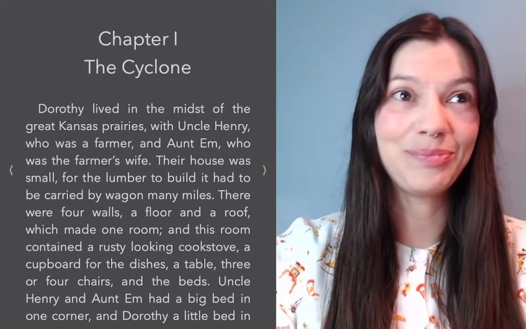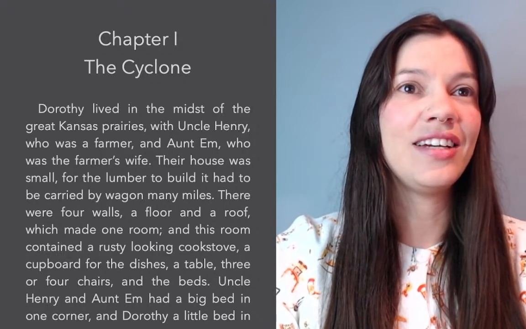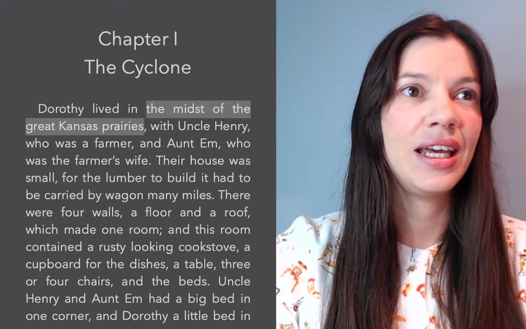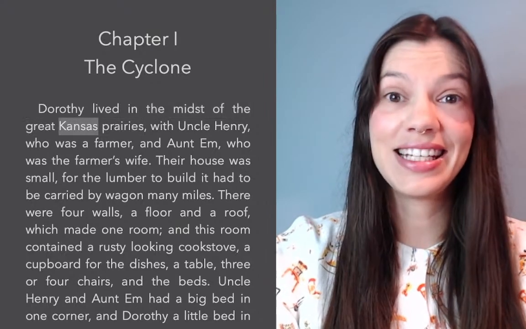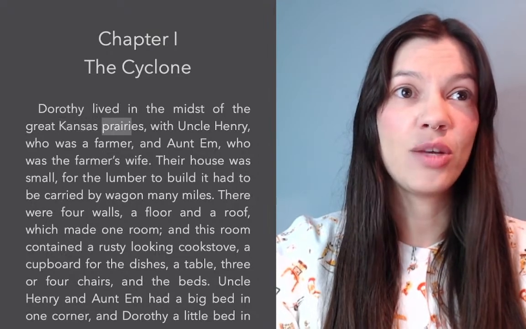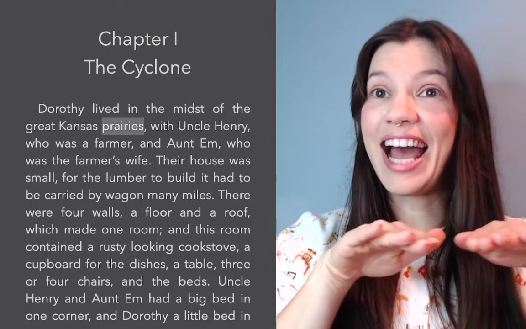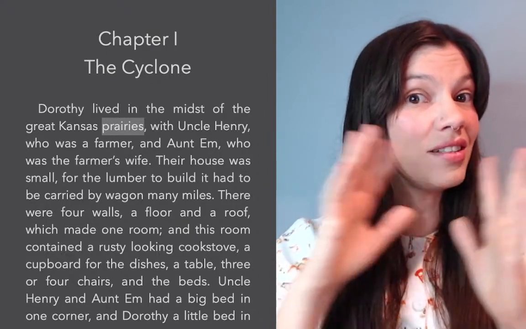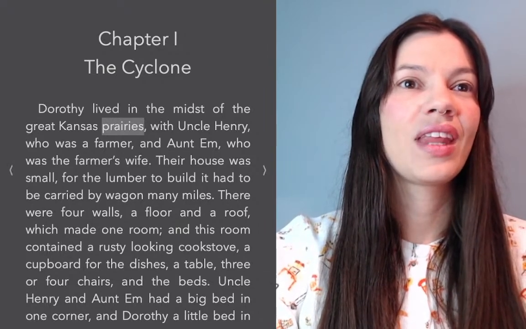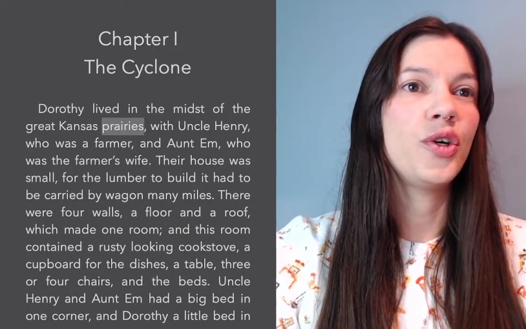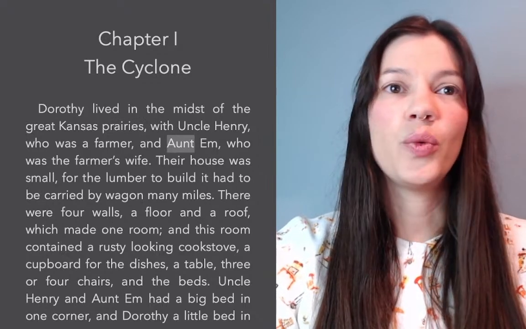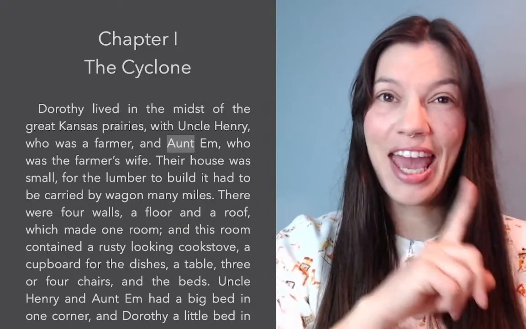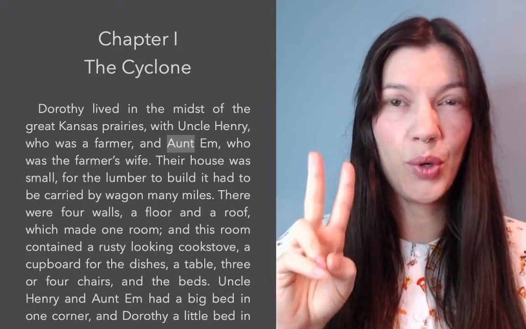So I'm going to go back here. So Dorothy lived in the midst of the great Kansas prairies. Kansas is a state here in the United States, and the prairies are flat land where you would have farming, maybe fields. Okay. With Uncle Henry, who was a farmer, and Aunt Em. So we can say aunt or aunt. I think I might have used both. Aunt Em, Aunt Em. Both are okay.